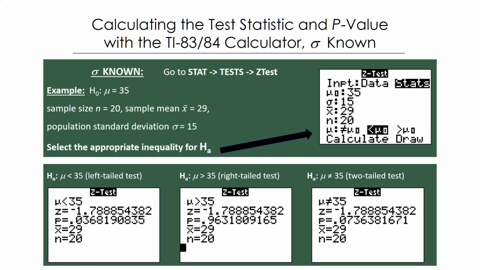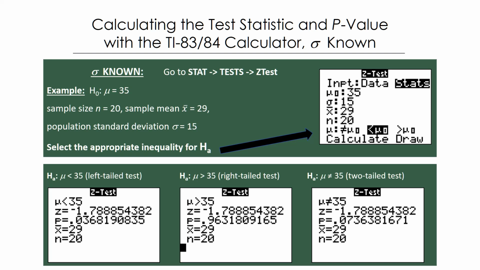Either mu is not equal to mu sub 0, two-tailed test, or mu is less than mu sub 0, left-tailed test, or mu is greater than mu sub 0, right-tailed test. And the displays for each situation are shown, where if HA is mu is less than 35, that's a left-tailed test. The z-score is negative 1.7888, which rounds to negative 1.79. The p-value is the probability of a z-score being less than that, which is only 3.68% probability.